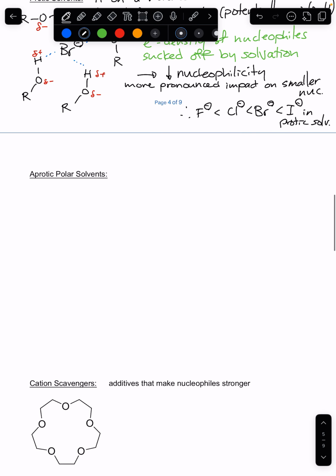So what is an aprotic solvent? Maybe we should give you some examples first. I'll give you all the acronyms because that's probably how you see them first. So DMSO looks like this. All right. And DMF looks like this.